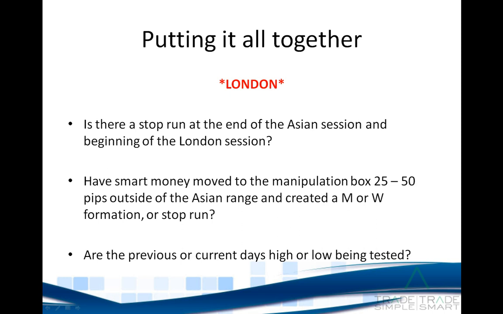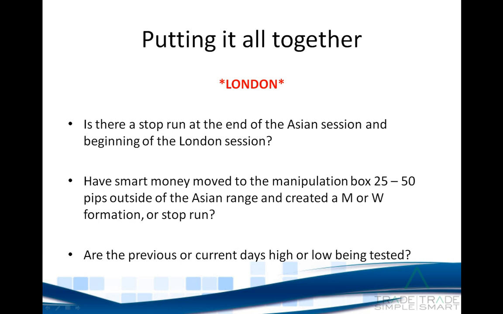So during the London session, which is the primary session that we're going to be looking to trade, or the New York, the first thing we're going to ask ourselves is there a stop run at the end of the Asian session and the beginning of the London session? Okay, so once we see that accumulation take place where smart money are building their orders for the day, we're going to be looking for manipulation in and around the Asian session high or the Asian session low.